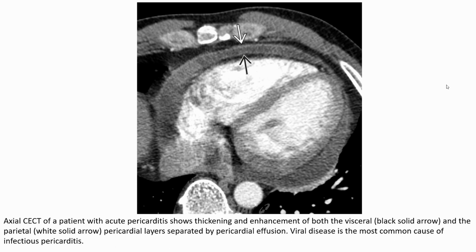This is a short axis contrast image of a patient with acute pericarditis, showing thickening and enhancement of both the visceral layer, white solid arrow, and the parietal layer, white solid arrow, of the pericardium, separated by pericardial effusion. Viral disease is the most common cause of infectious pericarditis.